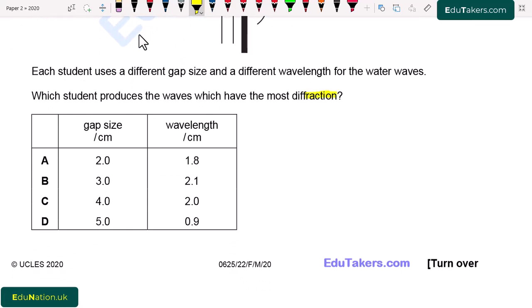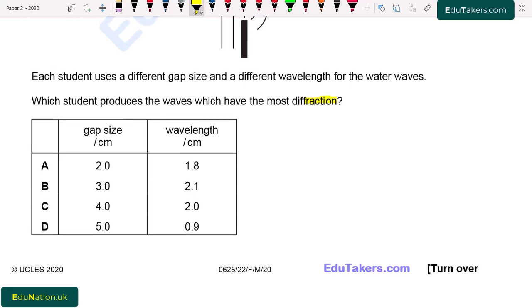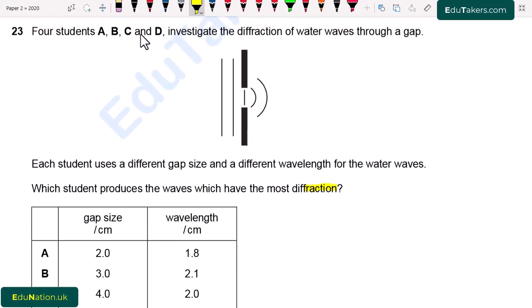So here diffraction is possible when the gap size is smaller as compared to wavelength, or the gap size is comparable with the wavelength. So in this diagram we can see that there is more bending, which means that there is more diffraction. So for the better diffraction, the gap size is comparable with the wavelength.